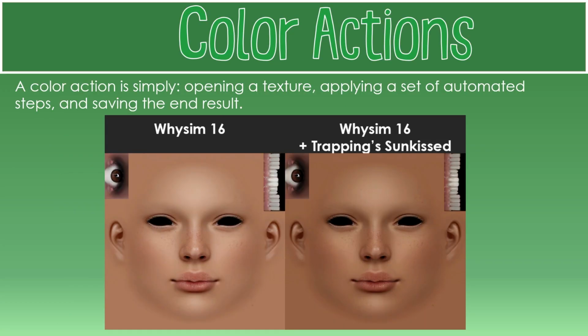Color actions. A color action is simply you open a texture, you play an automated set of instructions on it, and it changes the texture's color. So in the example here, we're starting with YSIM's miscellaneous skin blend 16, and we apply the sun-kissed action to it. And yeah, it looks like you've been out in the sun a bit, you've got a nice tan going on.